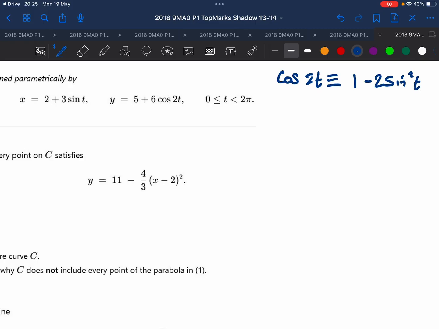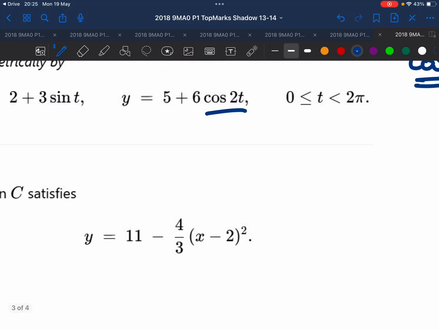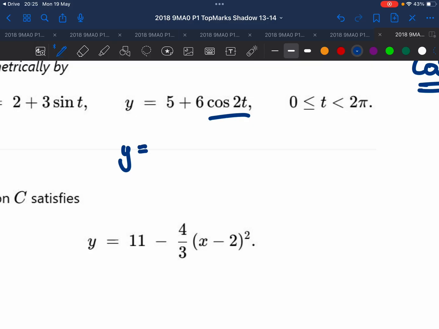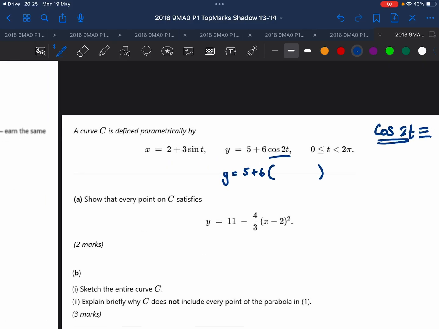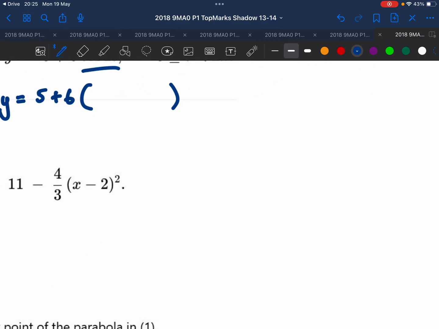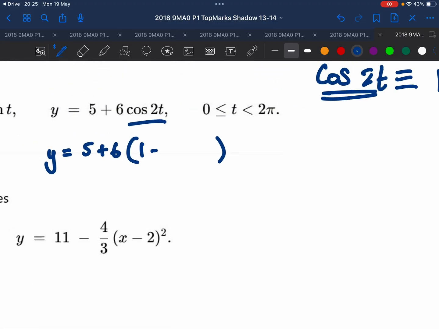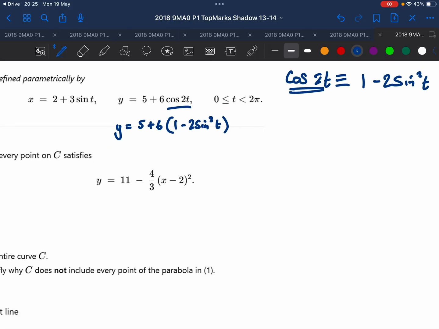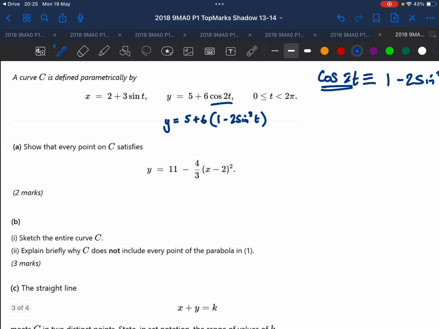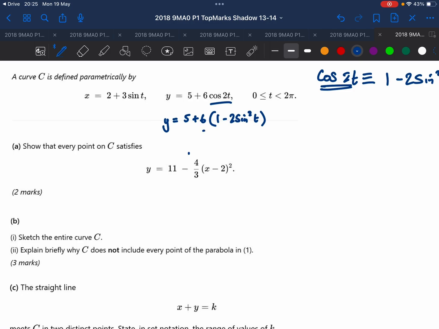So let's now put this result in here. So let's say that y is equal to, the 5 is just a 5 plus a 6. Let's put brackets for this one here. And we said it's 1 minus 2 sine squared, so 1 minus 2 sine squared t. Now, that is starting to look a little bit like that one there, but it still has t in it.